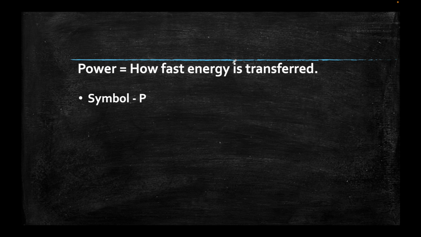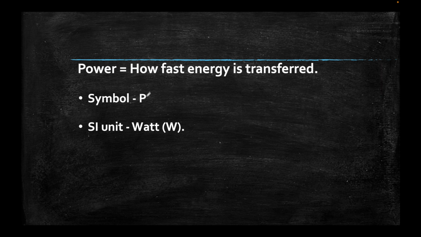If I had 100 joules of energy and I used it in 5 seconds, my power will be 100 divided by 5. If I had 100 joules of energy and I was able to use it all in 1 second, 100 divided by 1, that means it's more powerful because it can use the energy faster. Anything that's more powerful can use the energy faster.